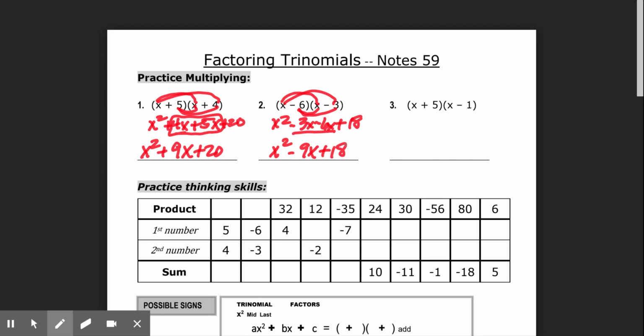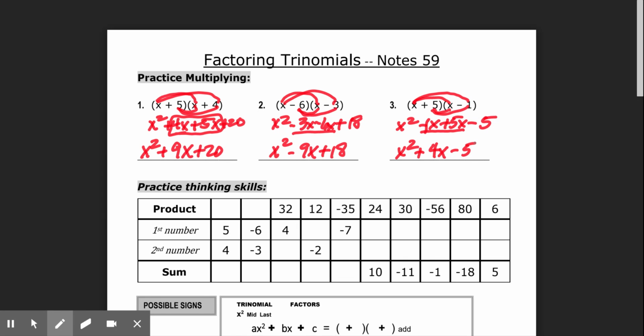Number 3, x times x is x squared. X times negative 1 is negative x. 5 times x is 5x. 5 times negative 1 is negative 5. So we have x squared. Same signs add and keep. Different signs subtract 1 from 5. Take the sign of the higher. The higher number, 5, is positive. Then you'll be exact: x squared plus 4x minus 5.